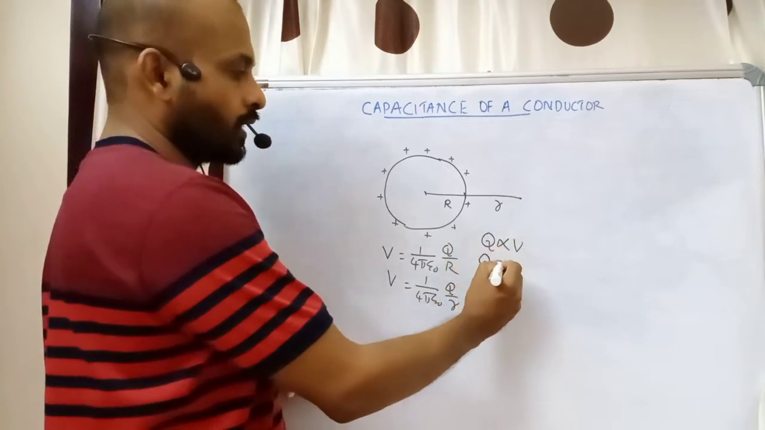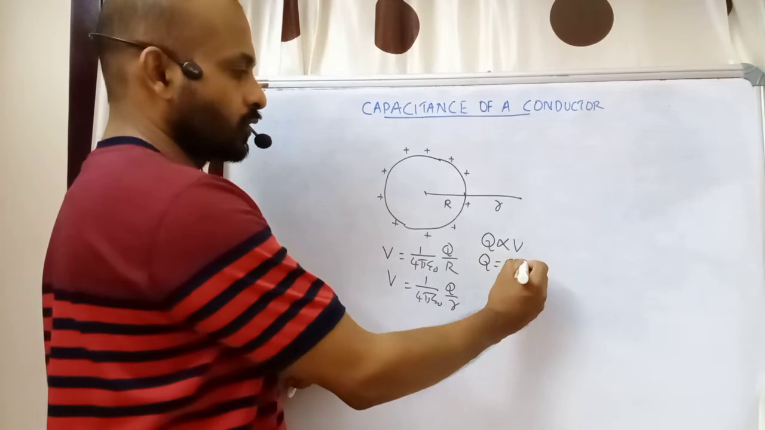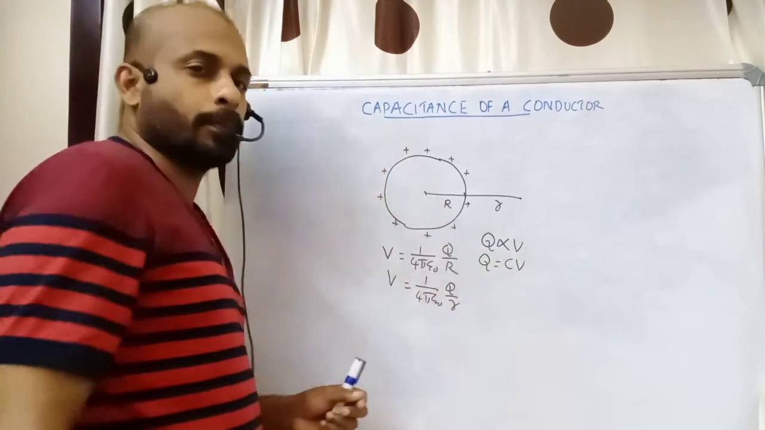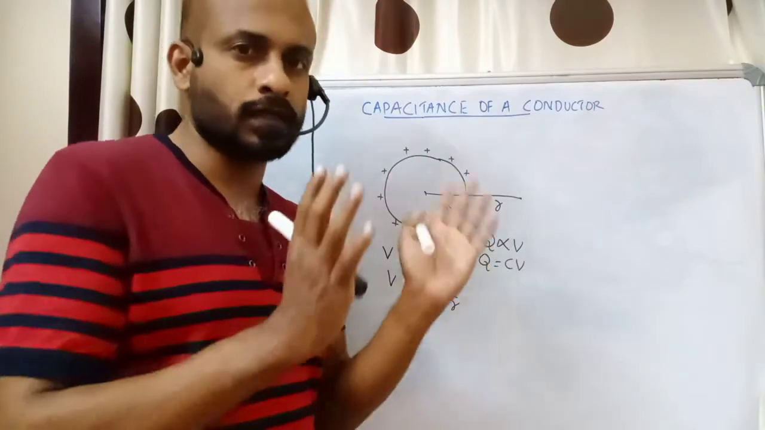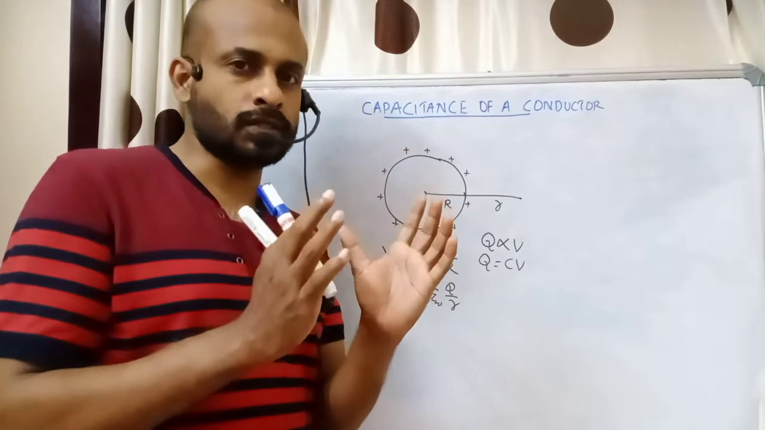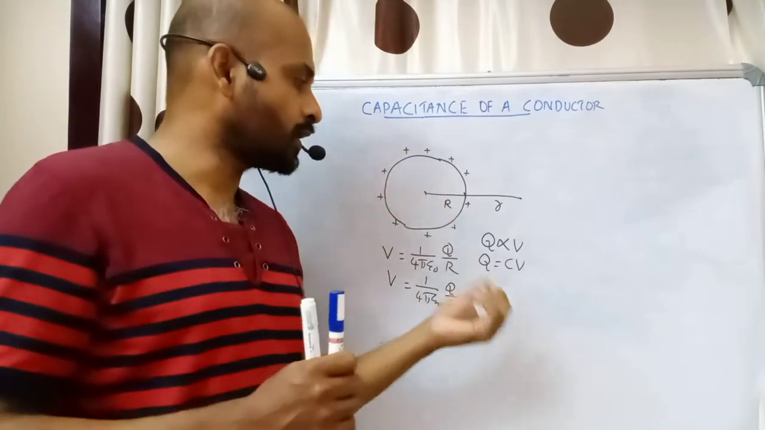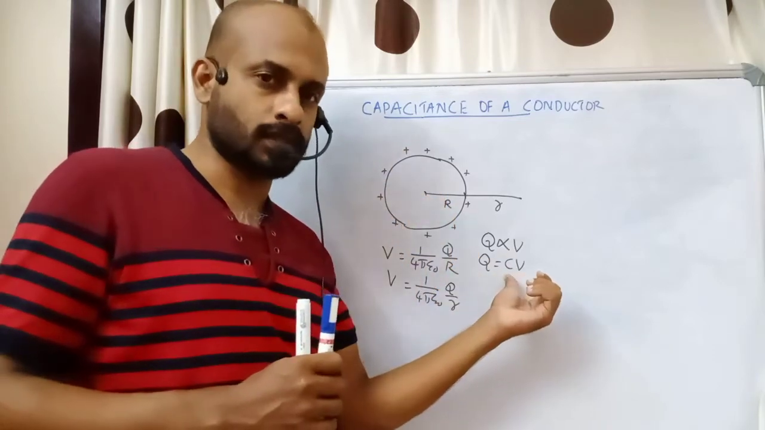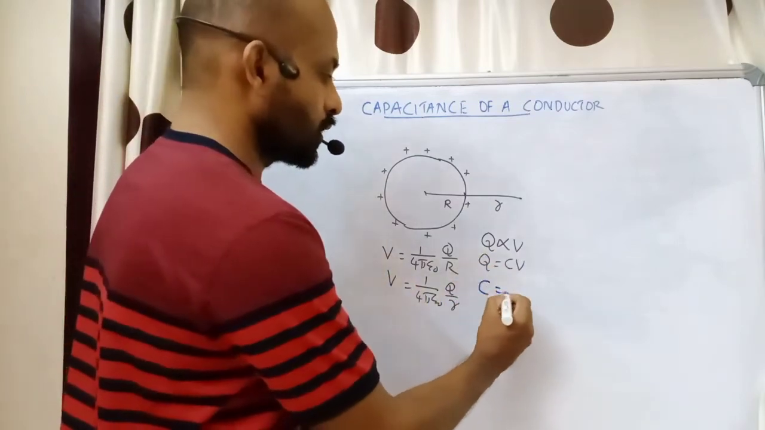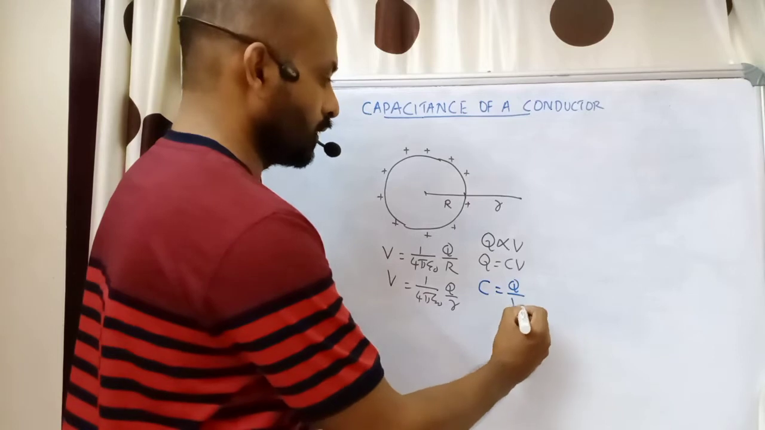Now we can write a constant here: Q is equal to C into V. The constant C is called the capacity or capacitance of the conductor. So the thin spherical shell has a capacity. It can store a particular amount of charge, not more than that. That ability is called the capacitance. So capacitance C is equal to Q by V.